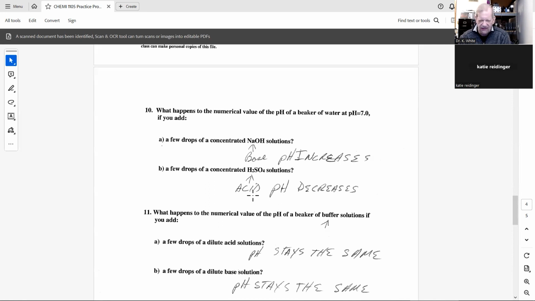H2SO4 is an acid. What does an acid do? It lowers the pH, makes it acidic. So the pH decreases or gets lower. So whenever you add a base to a beaker of plain water at 7, the pH will increase. Whenever you add an acid to a beaker of water at pH 7, the pH will go down, decrease.